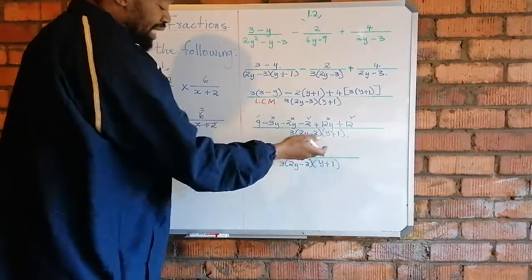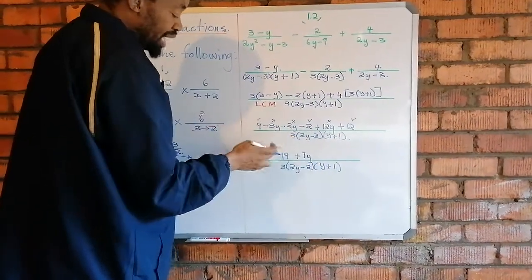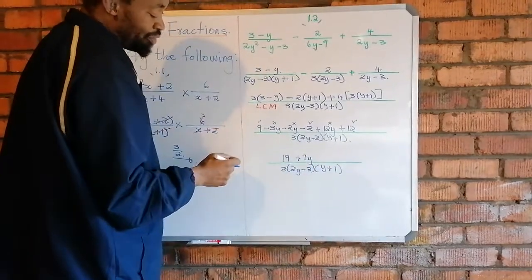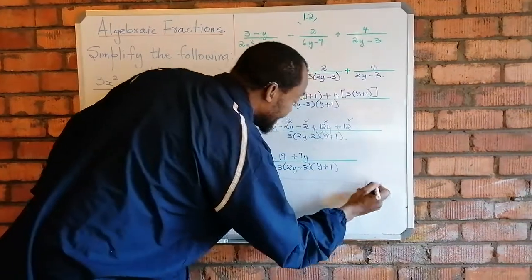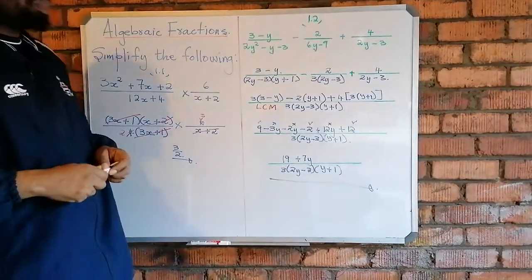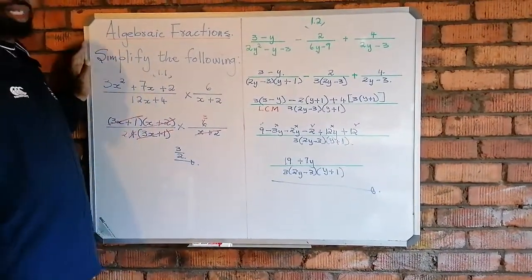Now I can see that there's absolutely nothing that I can do there. There's no common factor. Here, I'm going to leave it as it is. I have simplified this expression.